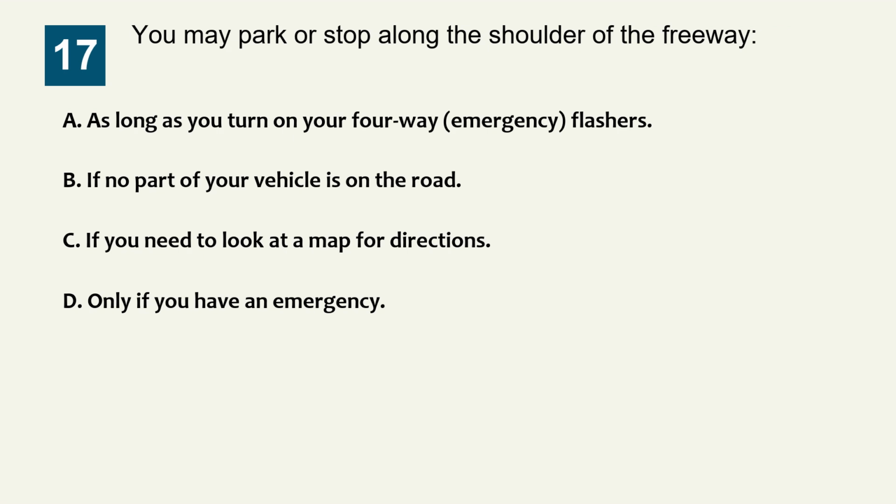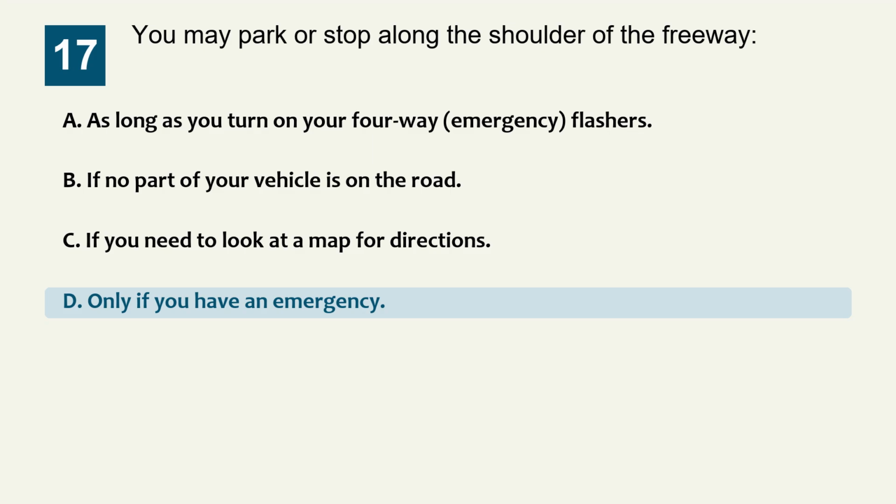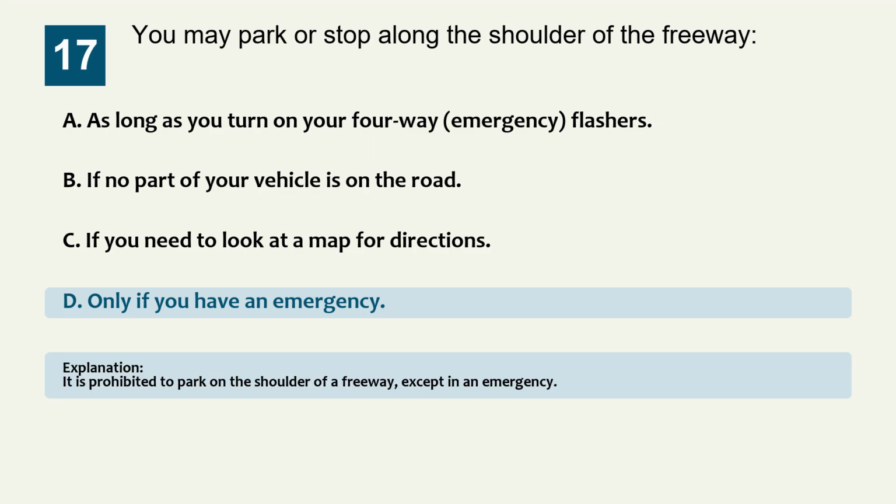Question 17. You may park or stop along the shoulder of the freeway. Option A. As long as you turn on your four-way emergency flashers. Option B. If no part of your vehicle is on the road. Option C. If you need to look at a map for directions. Option D. Only if you have an emergency. The correct answer is option D. Only if you have an emergency. Explanation. It is prohibited to park on the shoulder of a freeway except in an emergency.